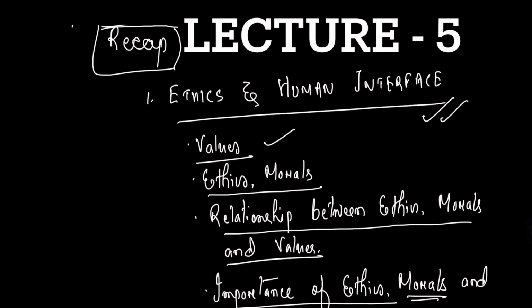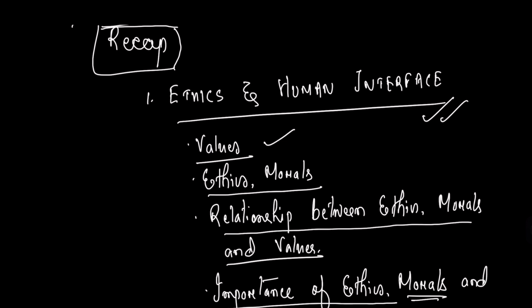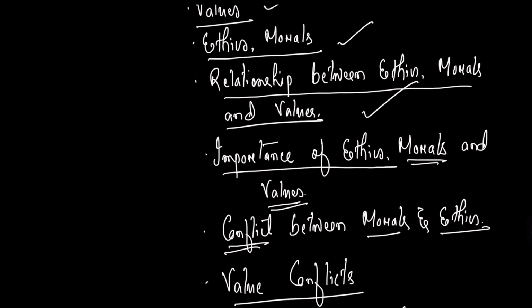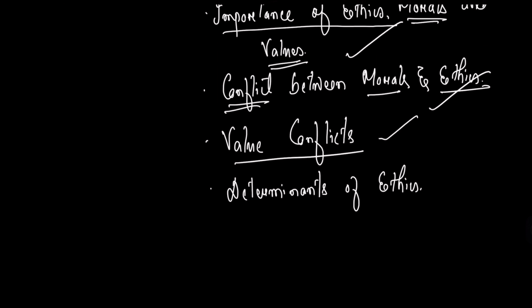We have started with the first topic of the chapter, Ethics, Integrity and Aptitude, and that is Ethics and Human Interface. In this first chapter, we have studied about values, ethics and morals, and the relationship between ethics, morals and values. Then we have studied about the importance of ethics, morals and values, and the situation of conflict between morals and ethics. We have also studied about value conflicts, and then various determinants of ethics.